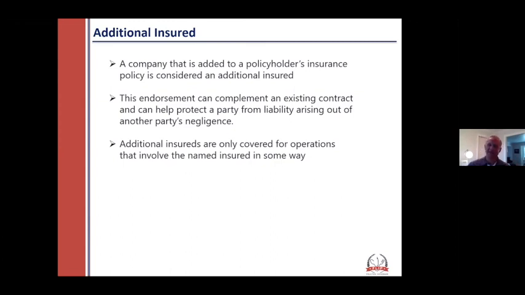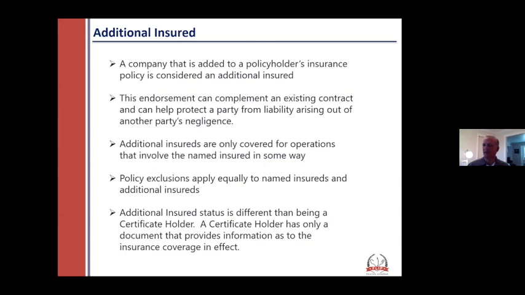When you start adding additional insureds to the policy, you're basically giving them all the rights to your policy limits, and they have the same policy limitations and exclusions. And it's important to know that additional insured status is different than a certificate holder. A certificate holder is only provided as proof of insurance. It really has no teeth. It just lets you know that the person that gave you the certificate of insurance has insurance. Whereas an additional insured gives you all the rights to that policy if they're brought into a suit due to the negligence of that vendor.